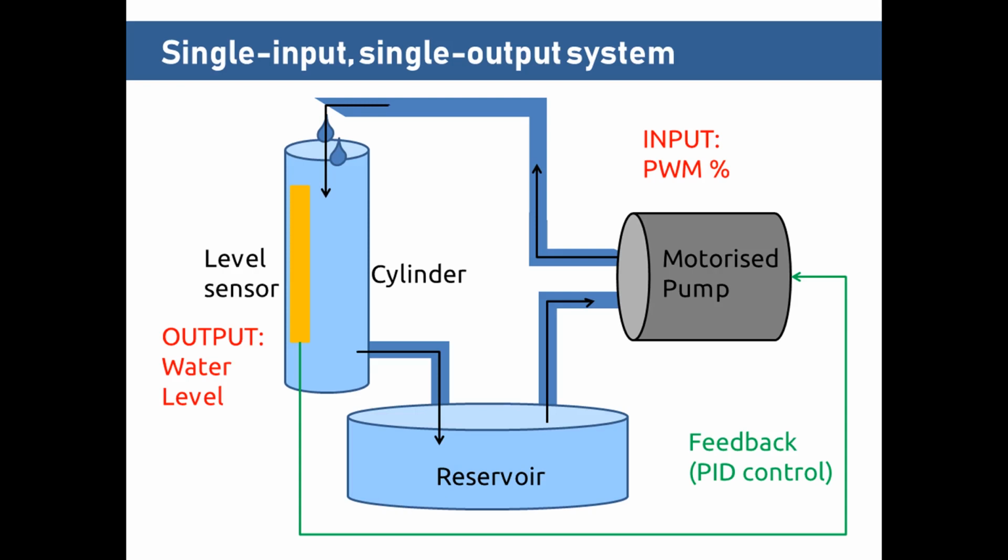And we do this by varying the duty cycle of the pump motor, which is the percentage of time each second in which the motor is on as opposed to off. Our input to the system, therefore, is the pump motor duty cycle, going from 0 to 100%, and our output is the water level in the cylinder, as given by a capacitance level in picofarads. We use a PID control algorithm to vary the pump motor duty cycle using feedback from the capacitance level sensor.